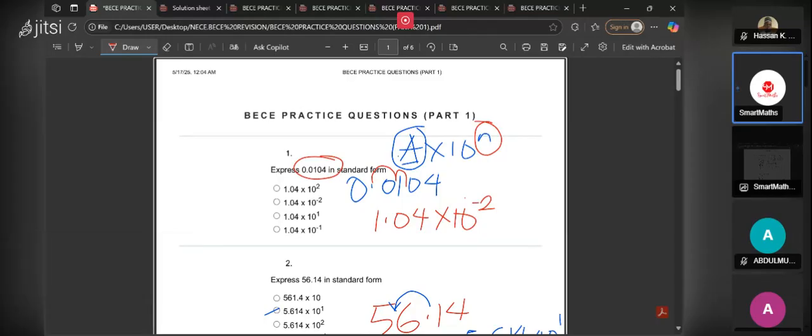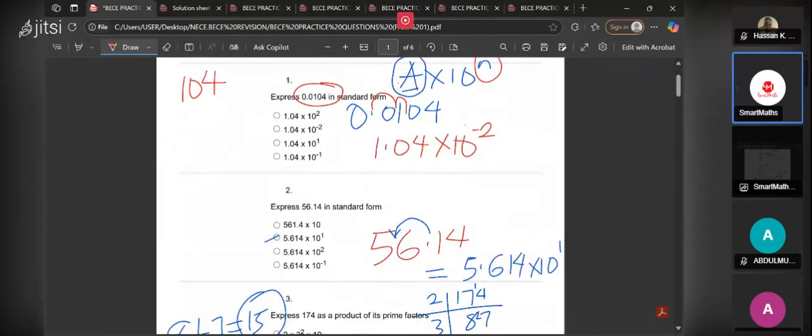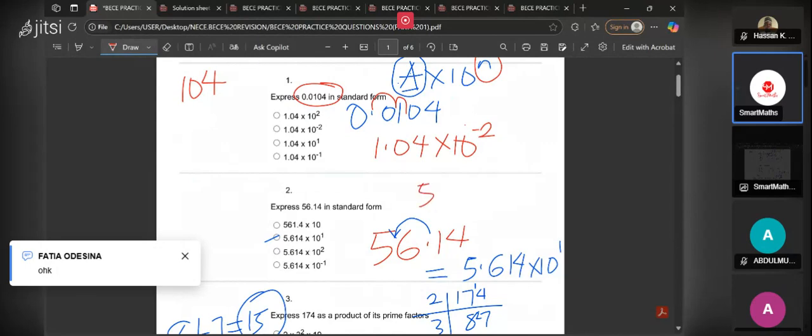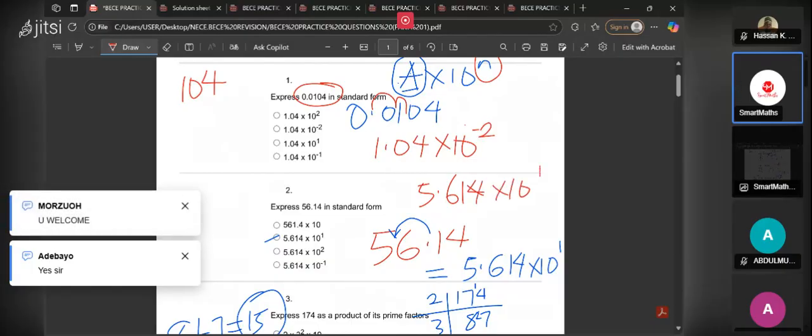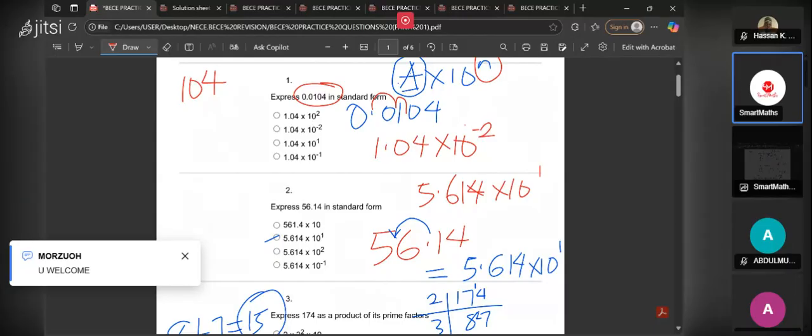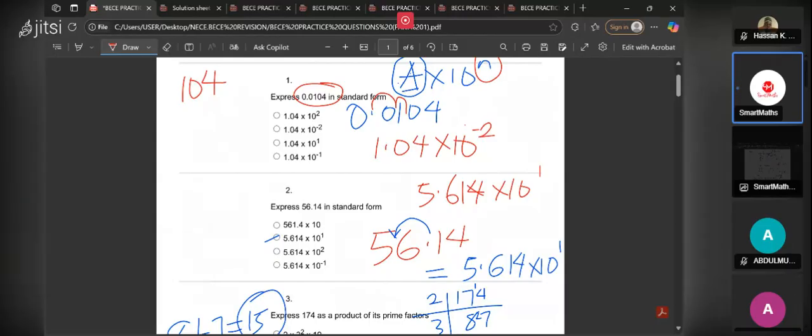But if the number itself, for example, is 104, it will not be negative again. It's going to be positive. You just leave it blank like that. You don't put plus, you don't put negative. And that's what happened in question 2. So we only move the decimal point once to the back to make sure that we only have a single digit before the decimal point. That would then be 5.614 times 10 raised to power what? We only moved it once. So that is that. I hope I answered your question, Adebayo.